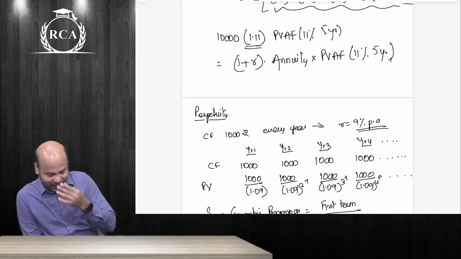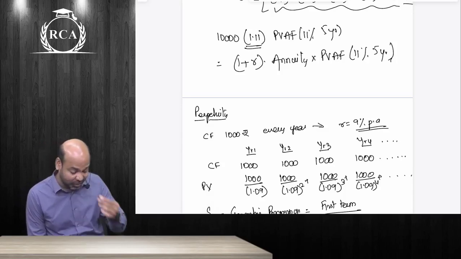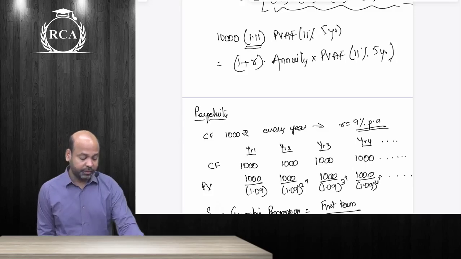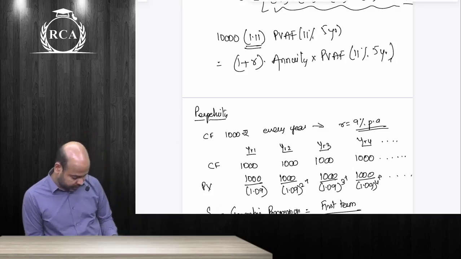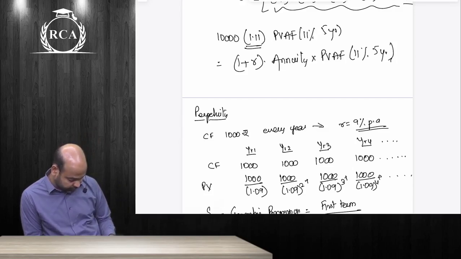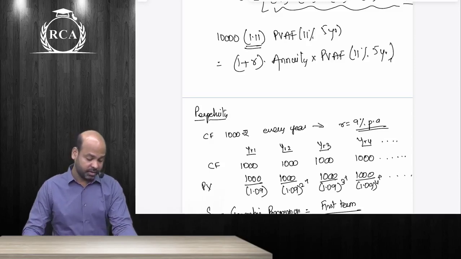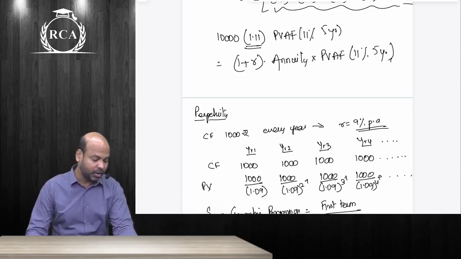Yes, guys, perpetuity is a series of cash flows with no defined endpoint. If the cash flows remain constant, guys, one more small part, beta.